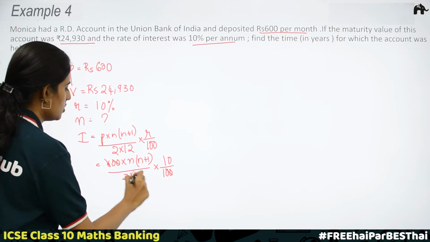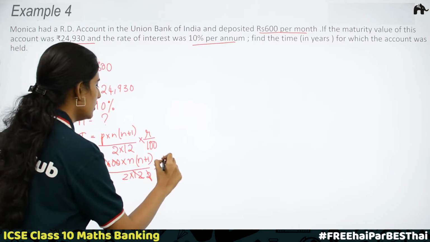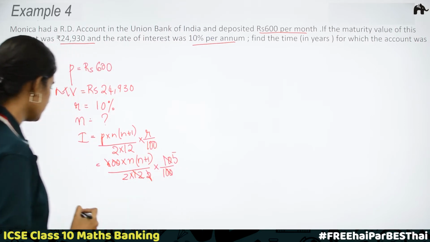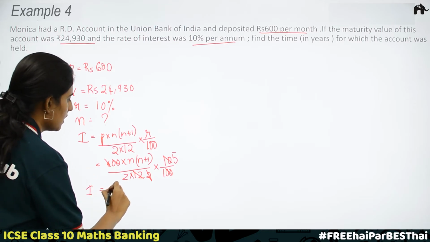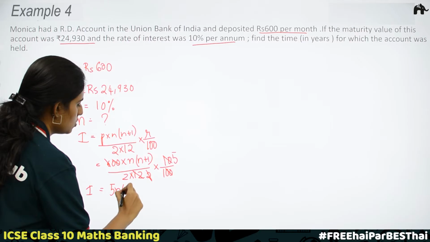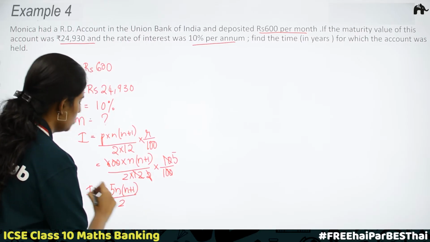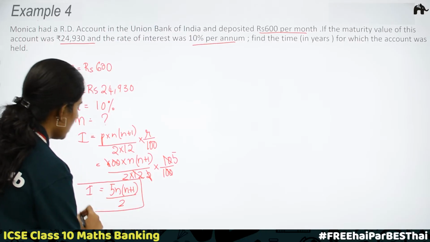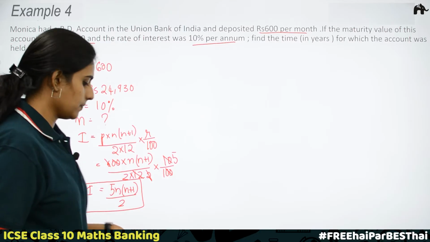6, 12, you get 2 here. 2, 10, you get 5 here. Okay, then interest I is equal to 5n into n plus 1 divided by 2. This is what our interest is in terms of n because we don't know what n is.